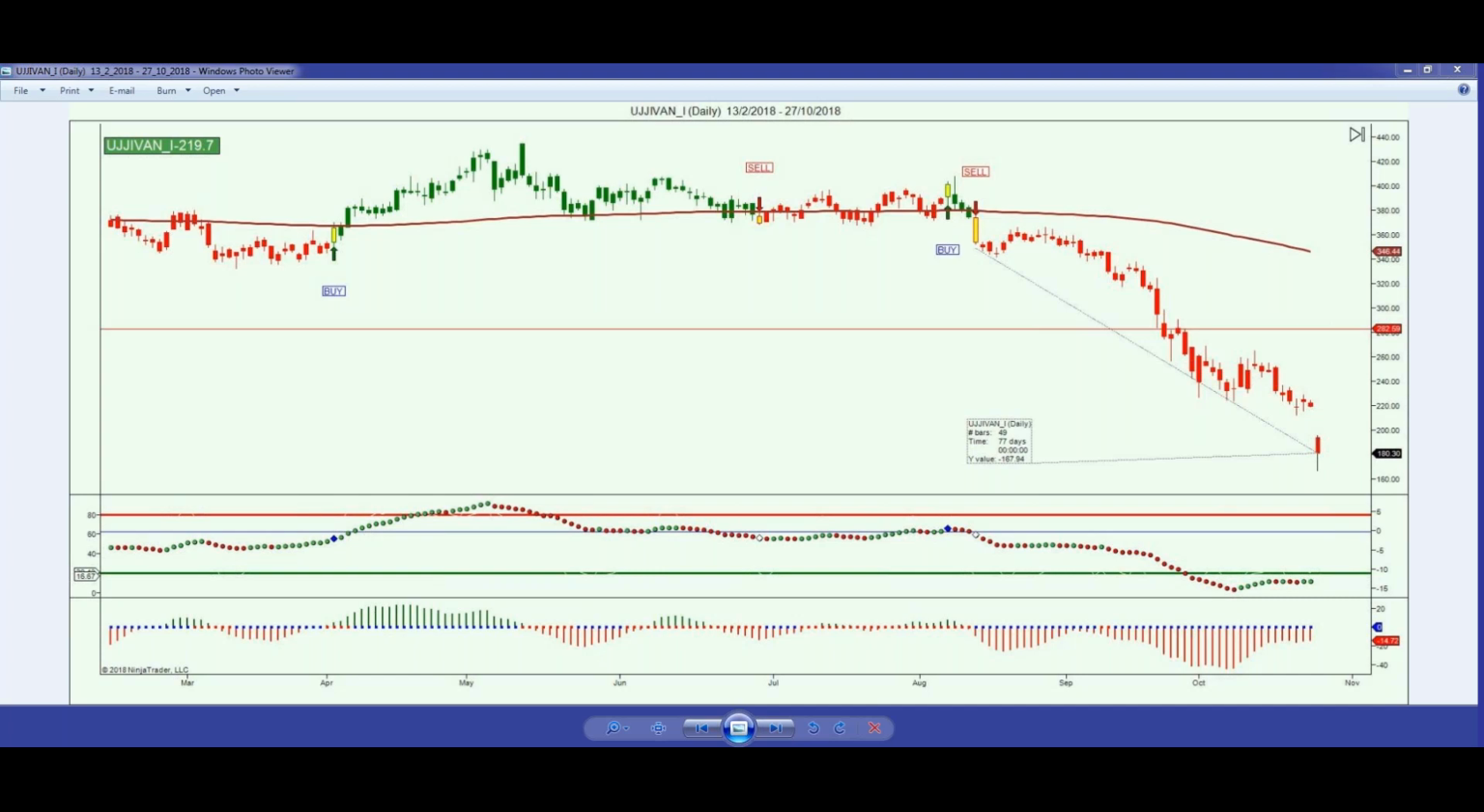Ujjivan, our lot size is 1600. We have made 170 points. So roughly around 167, it's 170. I calculated it in Excel. It's roughly 170 points into 1600, and 1600 is our lot size. So that has given me a return of 2,72,000 rupees.